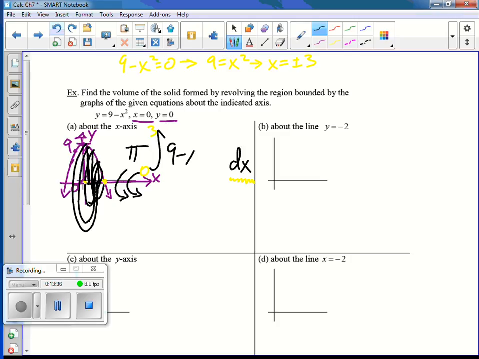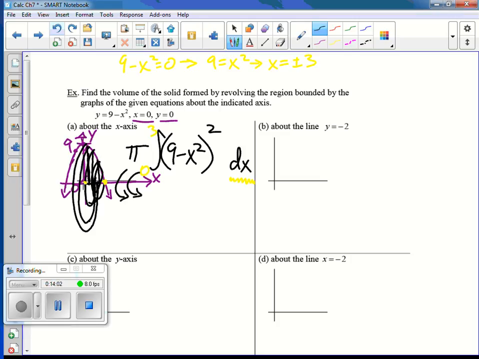I'm going to touch on this because I know this question may come up. Remember, we always do top minus bottom whenever we integrate with respect to x. We always do top minus bottom. Well, there is no bottom function right here. The bottom function is the x-axis itself, which, if you did want to be precise, there would be a minus 0 here.